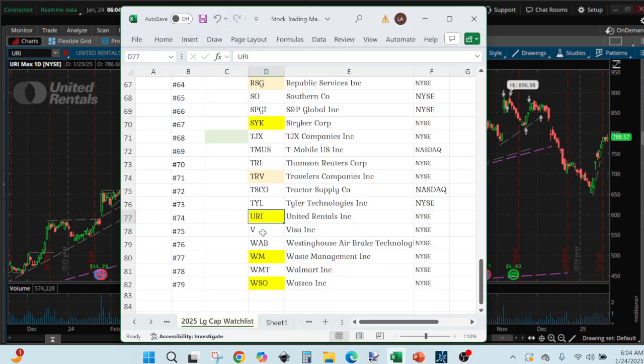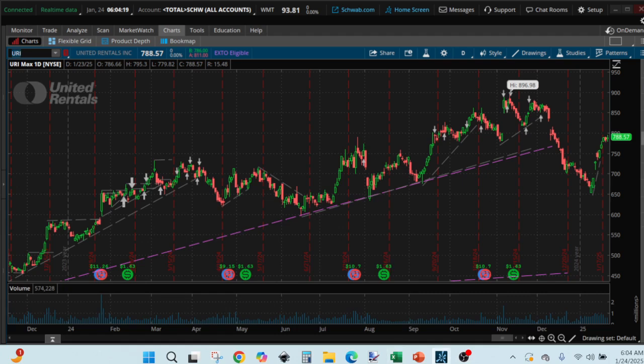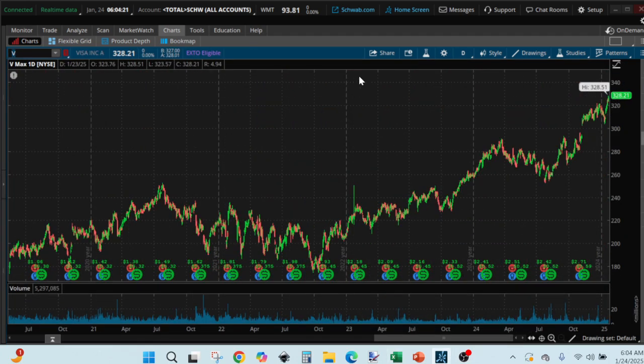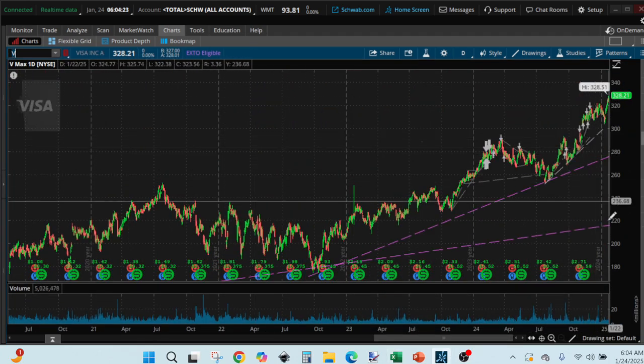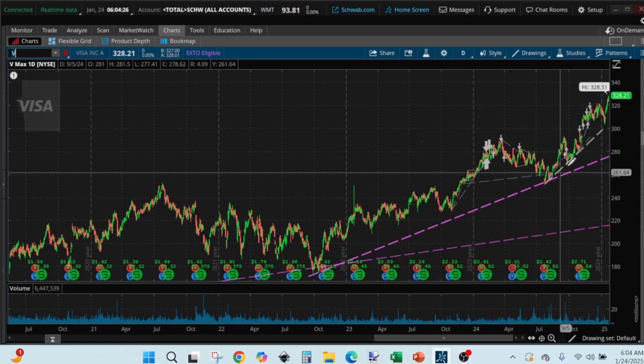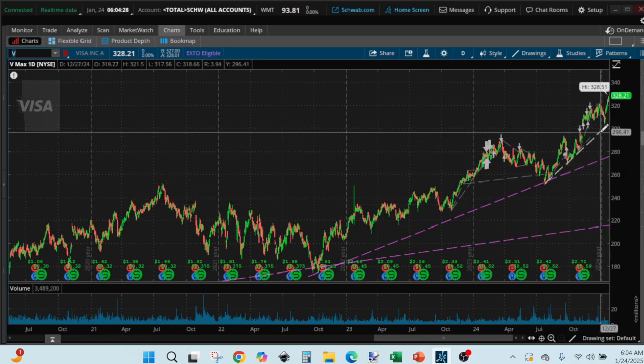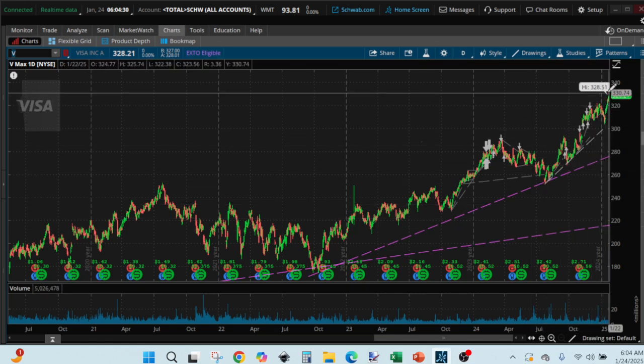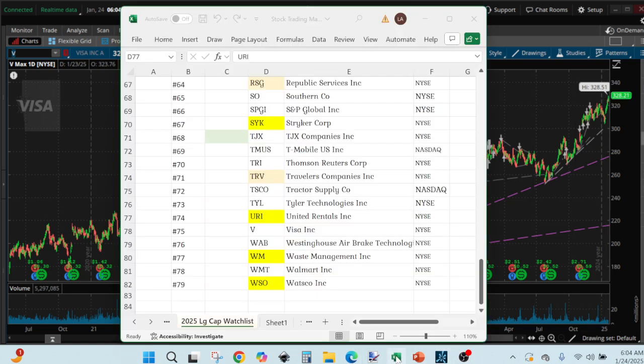The next one is V. So V, we like to buy at either one of those trend lines, but right now it's going up following this trend line. It's not ready to go down yet. It's creating more peaks, more higher highs. So the next one is WOB.